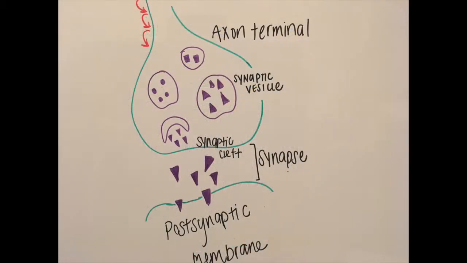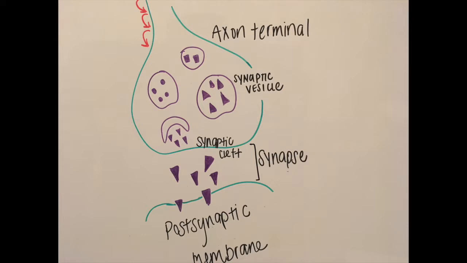Once the action potential reaches the axon terminal, it triggers the release of neurotransmitters from the synaptic vesicles. These neurotransmitters diffuse through the synapse and bind with receptors on the postsynaptic membrane. These neurotransmitters determine whether the action potential continues down the next neuron or stops with this one.